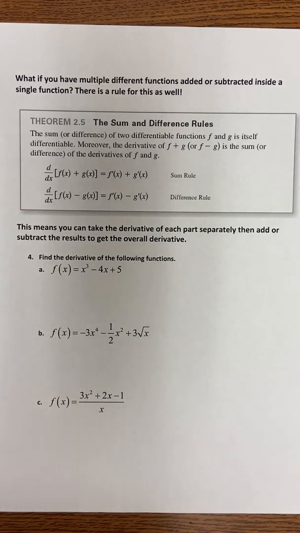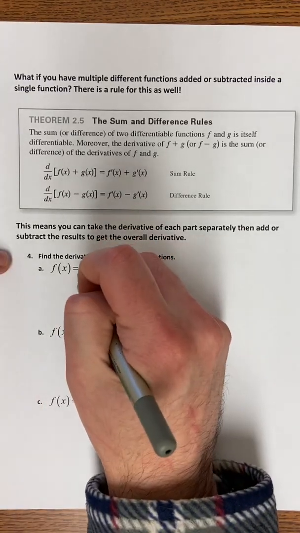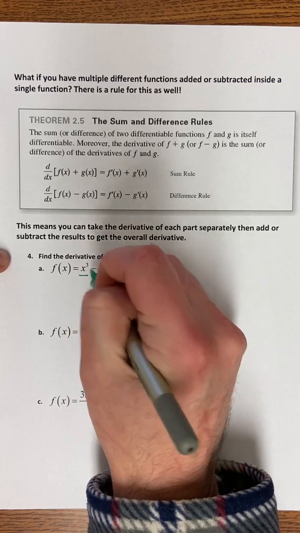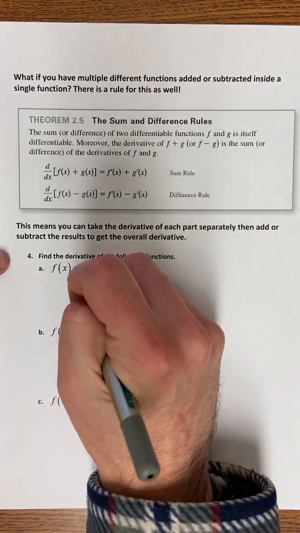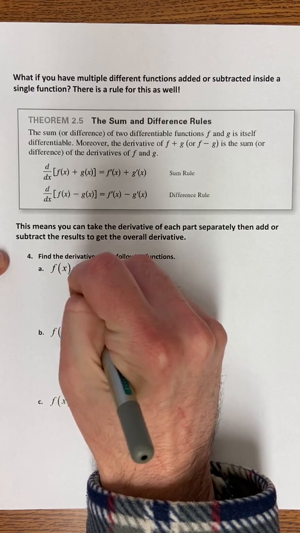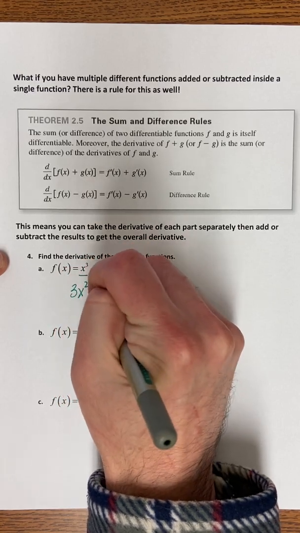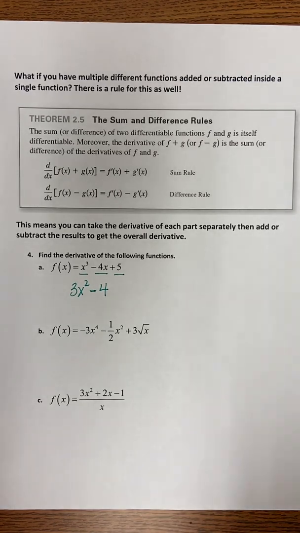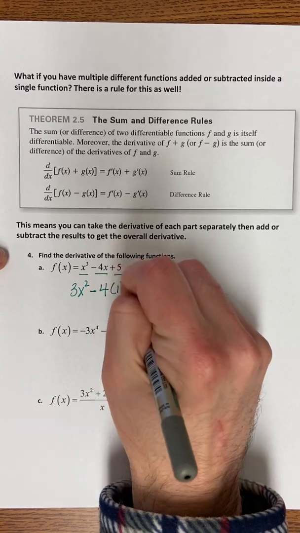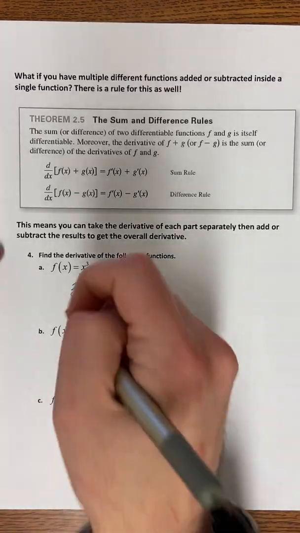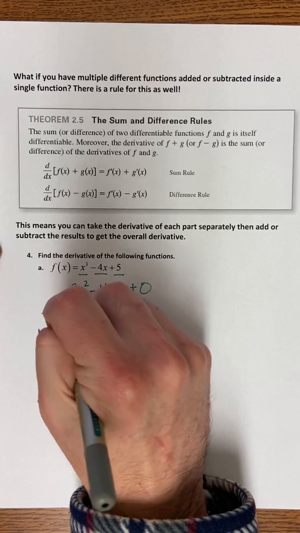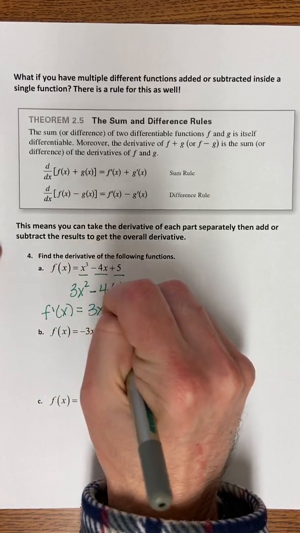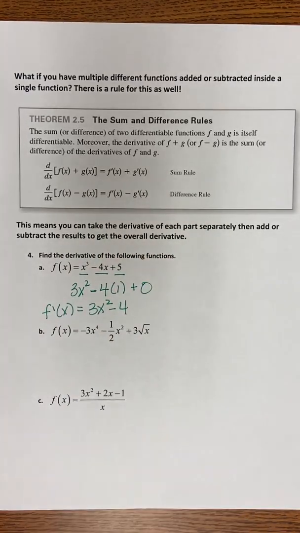So what I mean by that is, what if we have more complicated functions like f of x equals x cubed minus 4x plus 5? What we can do is take the derivative of each one of these pieces separately. So the derivative of x cubed is 3x squared. The derivative of negative 4x is just negative 4, which is negative 4 times the derivative of x, which is 1. And the derivative of 5 is 0.